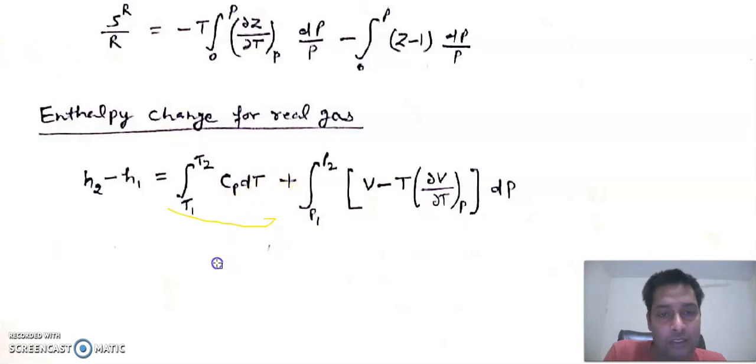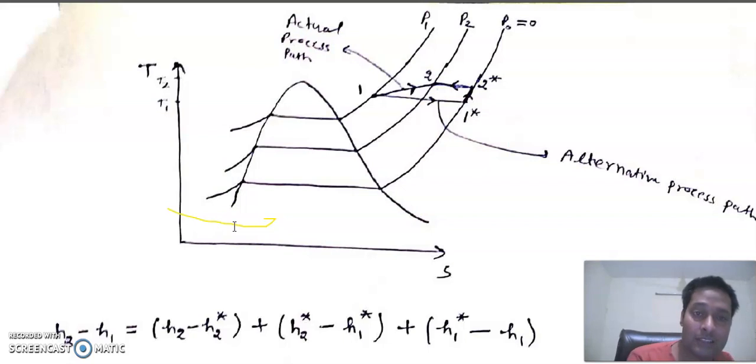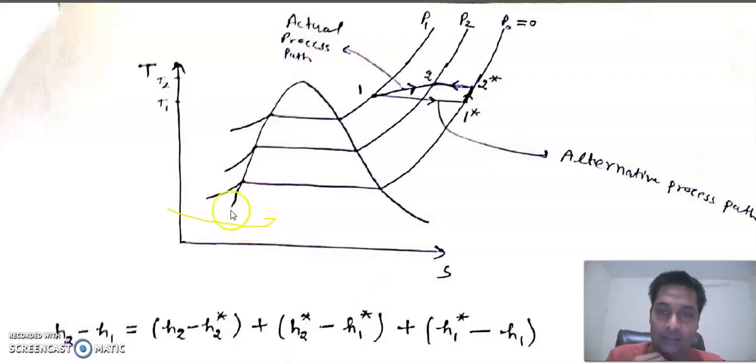Now for the path 1 star to 2 star, I am using this thermodynamic diagram. I hope you already know about thermodynamic diagrams. I gave you a take home assignment or self-study assignment during our regular classes. So I think you know all these things, but if you don't, go and revise these topics again.